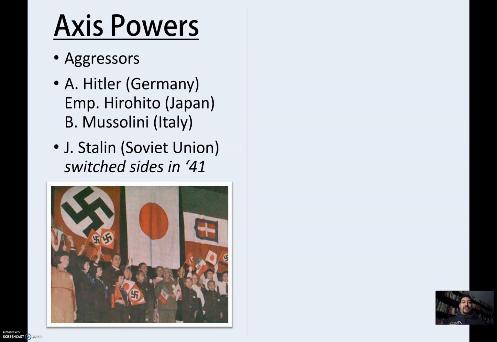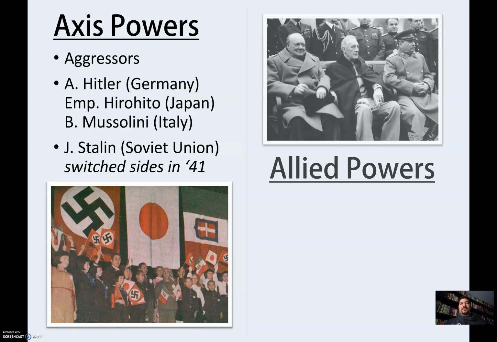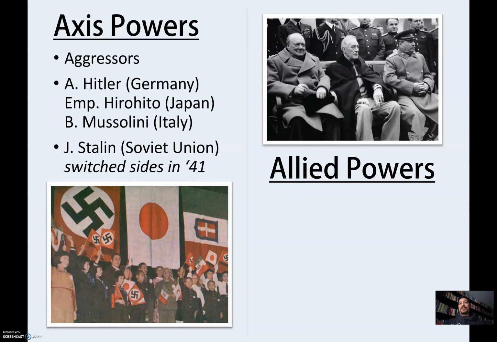And originally, that included Joseph Stalin and the Soviet Union, but as we know, Hitler is going to turn on Stalin and end up invading the Soviet Union in 1941 after the war starts. And so that means Stalin's going to switch sides, and he's going to come to the side of the Allied powers. In fact, you can see Stalin right here on the far right hand of this photograph. This photograph was taken at the Yalta Conference in February of 45.